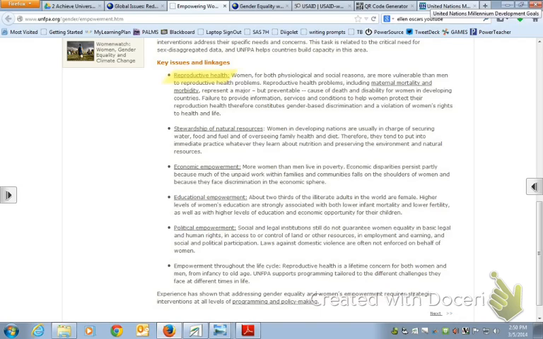Now, I'm going to take this a step farther, and I'm going to add, let's see if my little writing tool works. I'm going to add family planning to this. It does work. It's not very neat, but it works. Family planning.